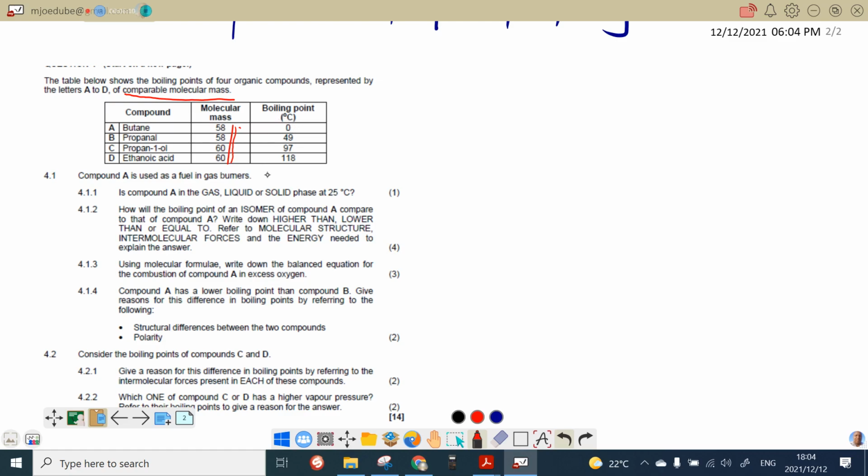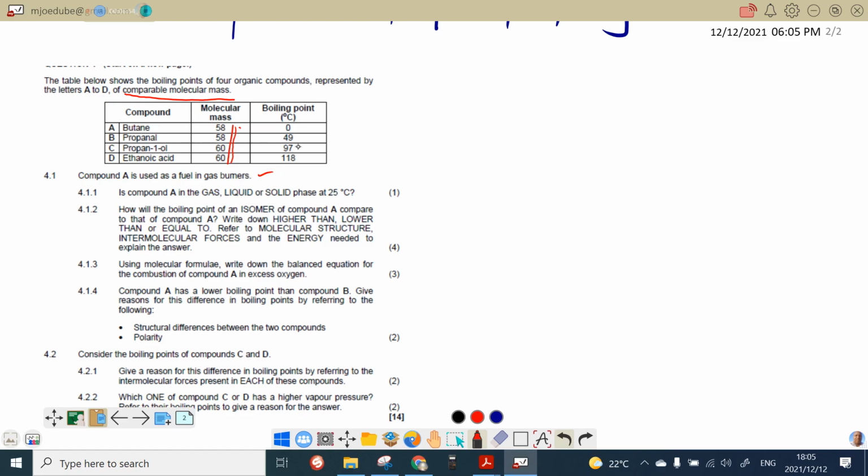However, when you look at the boiling points that are given, they all have very different boiling points, and you would then need to explain based on the structure of the substances why each one would behave the way it behaves. So now we look at the first question. So you've got butane, propanol, propan-1-ol, and ethanoic acid. And when you look at all of them, compound A is used as a fuel in gas burners. So this is what your butane is used for.